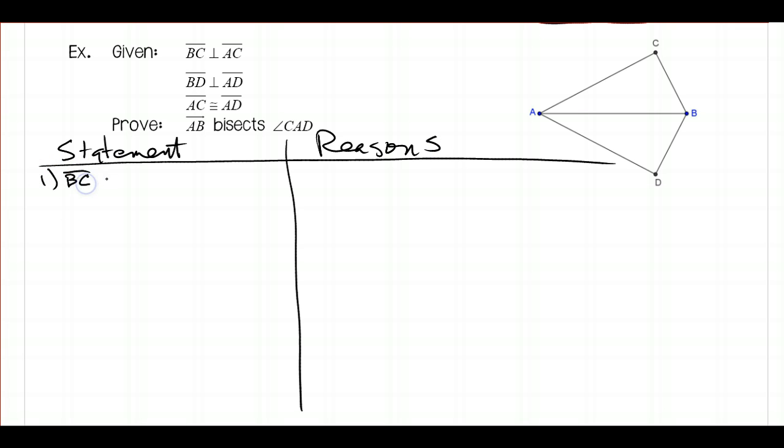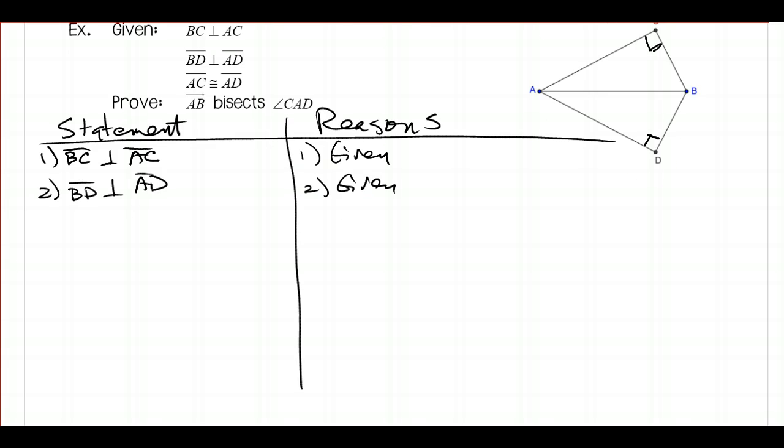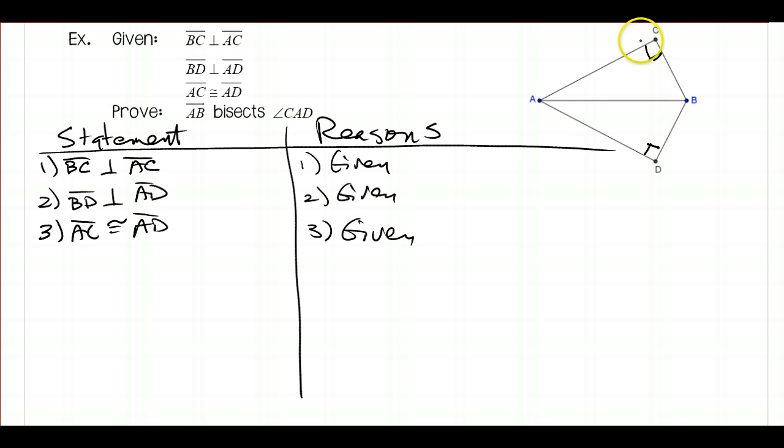We've got BC is perpendicular to AC, so let's take a look and see where that is, BC and AC. So I have a right angle here. We still have to say that, given. And we've got BD perpendicular to AD, given. BD and AD, so that's over here. And we've got that AC is congruent to AD, and that's given. AC and AD.